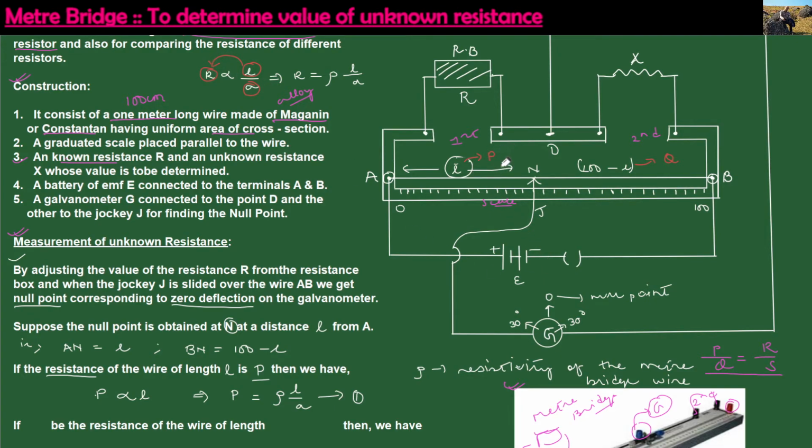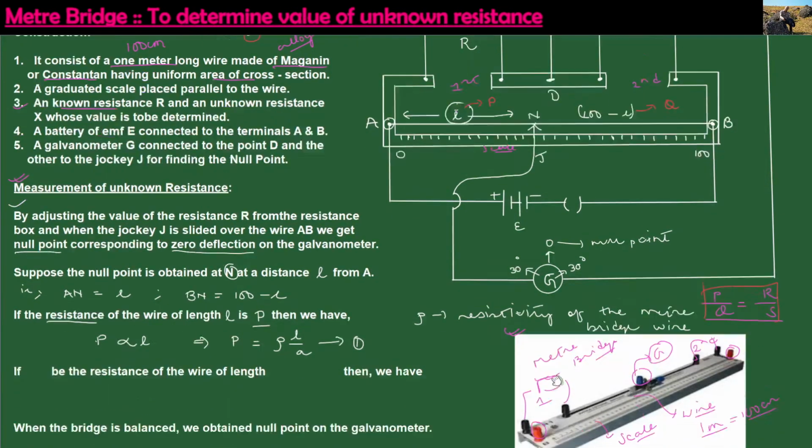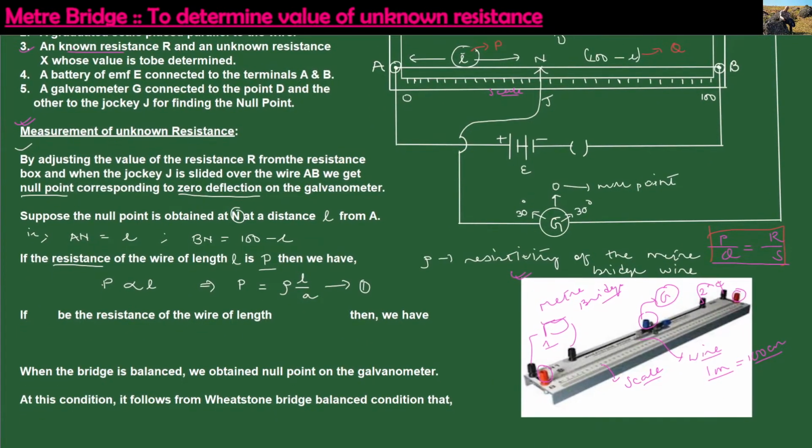So that is why we have named this wire of length L, let the resistance be P, and the wire of length 100 minus L be Q, so that we can find out the resistance of this unknown by using the Wheatstone bridge balance condition. So from here, we will just do the write up.